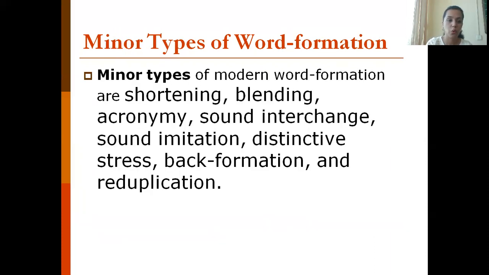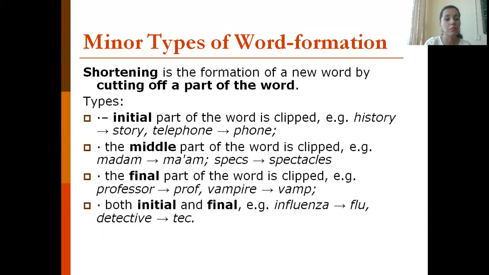So now let's talk about minor types of modern word formation. They are shortening, blending, acronyms, sound interchange, sound imitation, distinctive stress, back formation, and reduplication. Shortening is the formation of a new word by cutting off a part of a word. Types, for example: the initial part of the word is clipped. For example, history, story, telephone, phone.